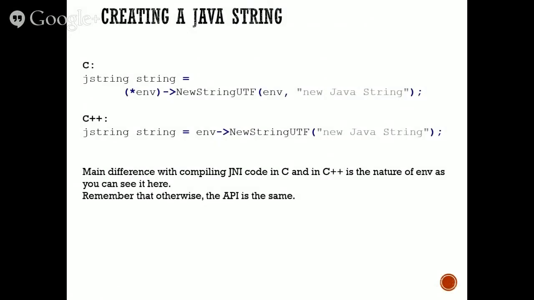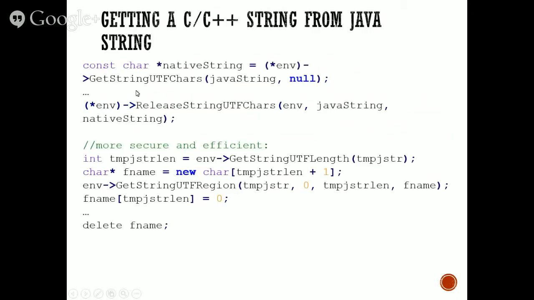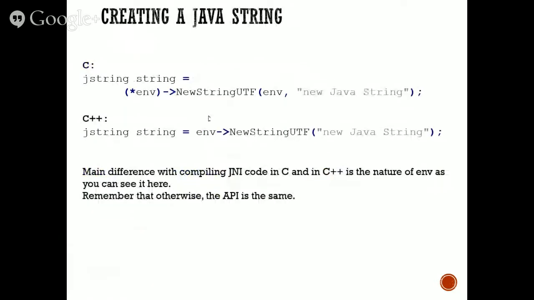Now let us look at how to create a Java string in the C, C++ file. You have to use the following syntax to create a Java string in the C file, and this particular syntax to create it in C++. You can see that the main difference between C and C++ is the nature of the env variable. Otherwise, the functionality or the method to be called is the same.